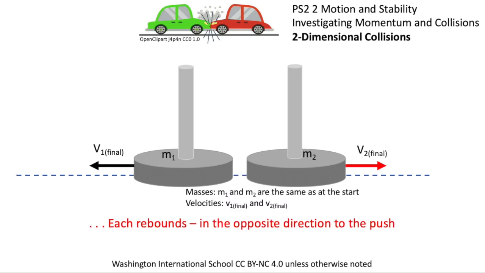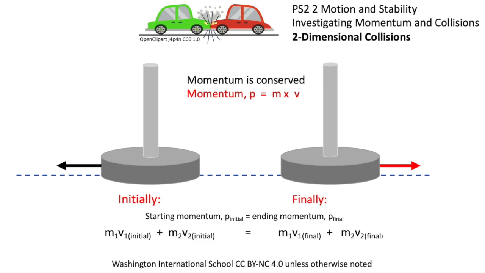So each rebounds in the opposite direction to the initial push. So we are having momentum, being mass times the velocity, conserved, and you can look at the equations there for initially and finally.